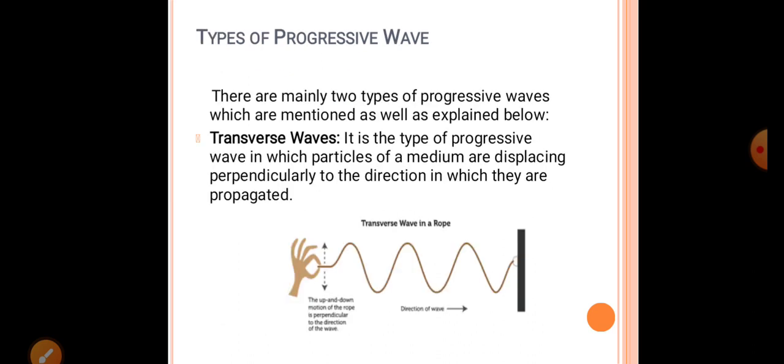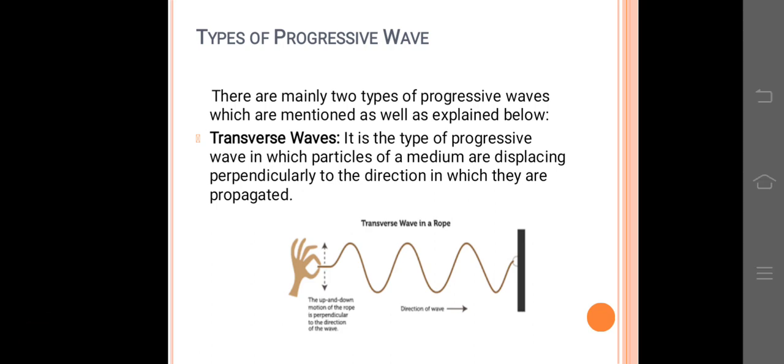There are two types of progressive waves. Transverse waves. In transverse waves, the direction of vibration of particles of the medium is perpendicular to the direction of the propagation of waves. It's called the transverse waves. It is also defined as the waves in which the particles of the medium vibrate up and down at right angle to the direction in which the wave is moving.